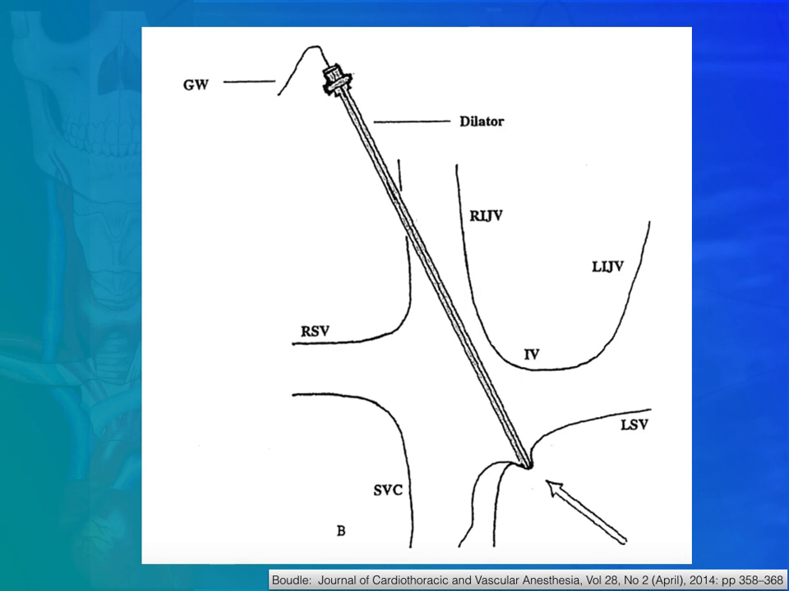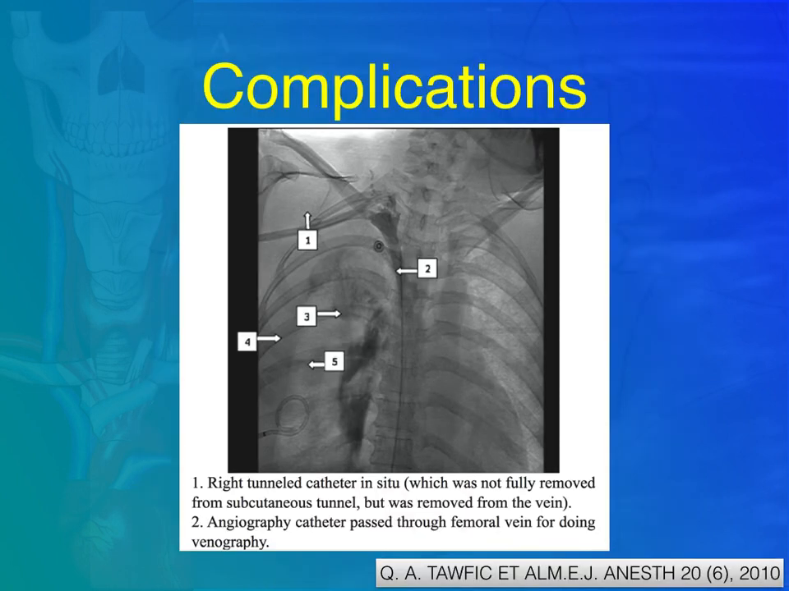The dilator, as I said, is to dilate the skin and subcutaneous tissue, not to dilate the vessel. This can lead to complications, for example, injury of the vessel, and I have seen it sometimes. So complications: the right tunnel catheter is inside, which was not fully removed from the subcutaneous tunnel, but was removed from the vein. Angiography: catheter passed through the femoral vein, from doing venography.